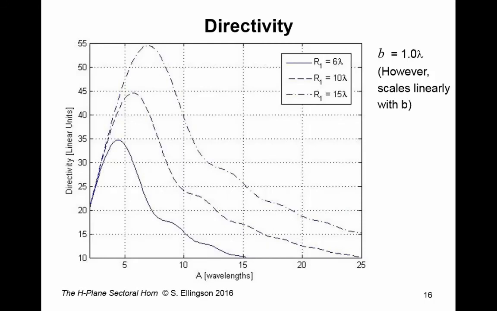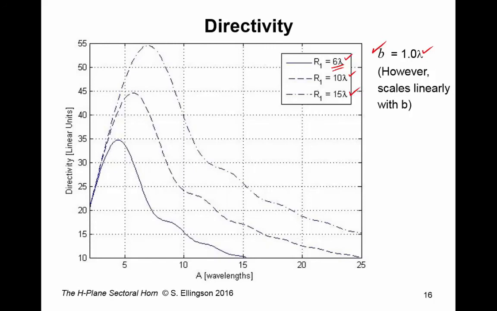I can show you some examples. In this case, I am choosing a value of b, that is, again, the dimension of the waveguide in the E-plane, and that's going to be 1 wavelength. I'm going to choose R1 to be 6, 10, and 15 wavelengths. The result I just showed you for pattern was R1 equals 6 wavelengths.